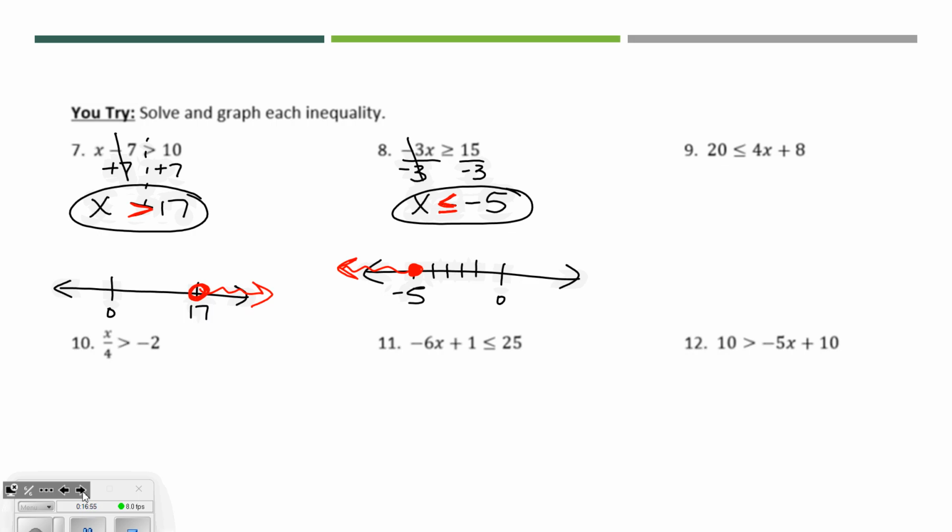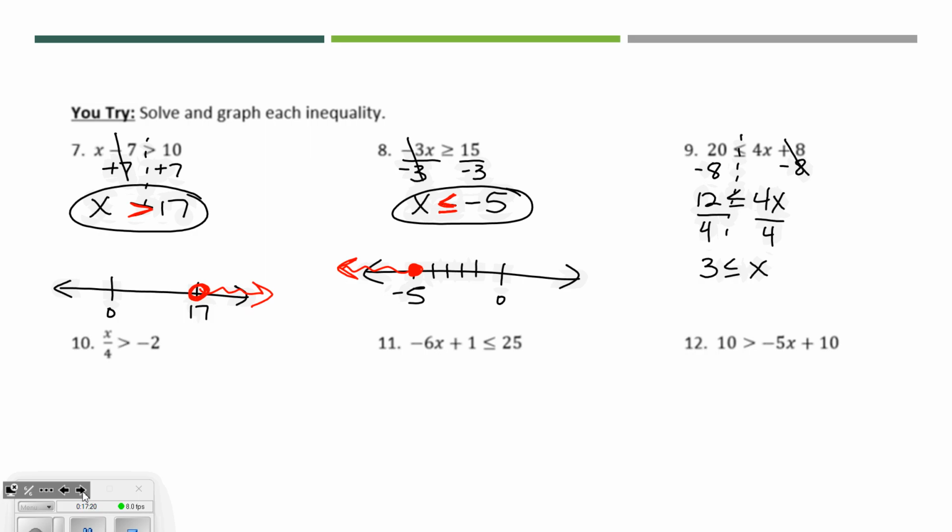All right, number 9. To get x by itself, I have to get rid of SADMAP, my addition or subtraction first. So I have to get rid of that plus 8. I'm going to do the opposite operation and subtract 8. This is 12 less than or equal to 4x. Now I get rid of that 4 by dividing both sides by 4. So 3 less than or equal to x.